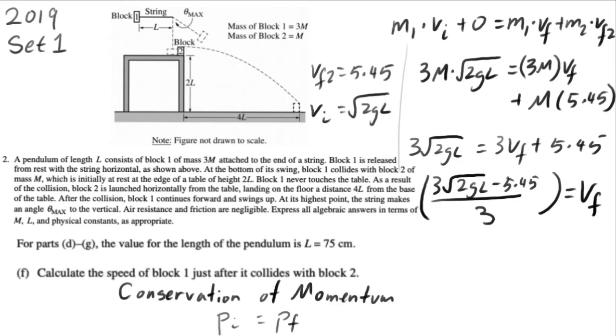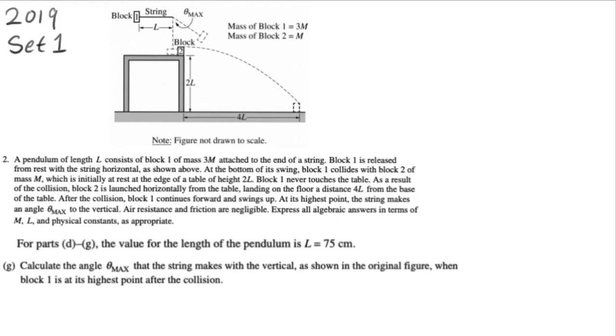So now we can plug everything into our calculators to find out that Vf equals 2.02. So this is your answer for part F. Part G: calculate the angle theta max that the string makes with the vertical, as shown in the original figure, when block 1 is at its highest point after the collision.